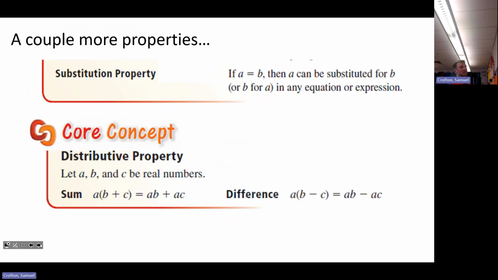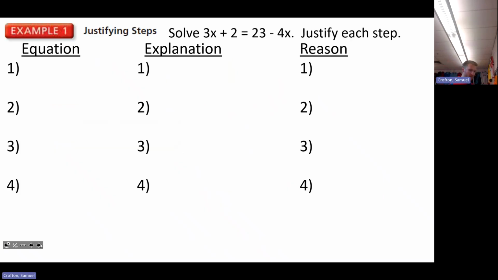A couple more properties. Substitution is one that's going to be very helpful a little further down the road, where if two things are equal, you can substitute one in for the other in an equation to help you solve something or prove some point. And then also you have the distributive property. So we know this as well, as if we see, in this case, A is multiplied to the binomial B plus C, you can distribute it out to get that. Similarly, if it's A times B minus C, you can distribute it in again, multiply it. That's what we need to solve these algebraic equations.